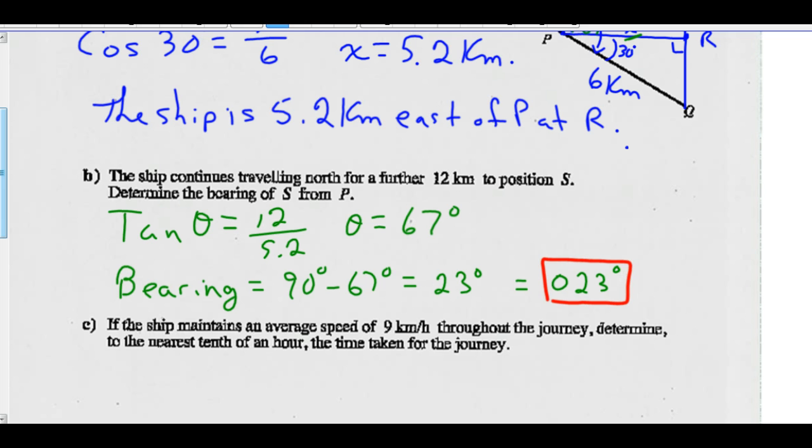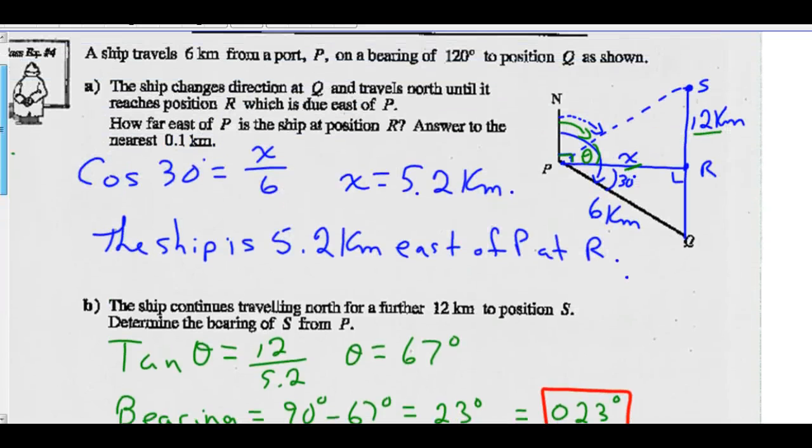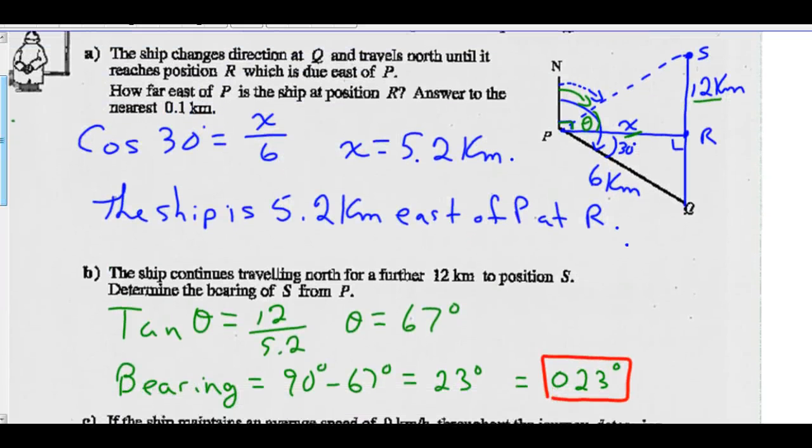Part C, if the ship maintains an average speed of 9 kilometers per hour throughout the journey, determine to the nearest tenth of an hour the time taken for the journey. All right, let's go back to the diagram. We need to know how far it's traveled. So we need to know its total distance. So if I'm looking for total distance, I need to know what this distance right here is. Let's call it y. So we know it went 6 kilometers from P to Q. We know it went 12 kilometers from R to S. We don't know how far it went from Q to R. So that's our distance y.